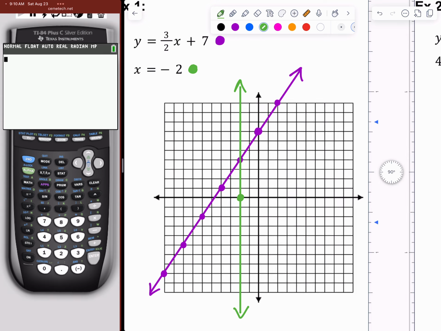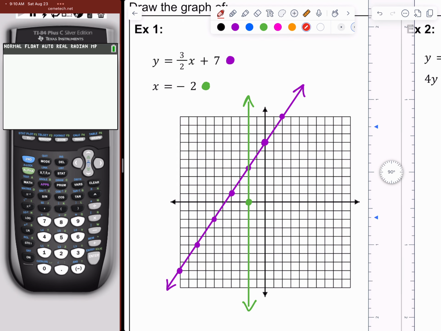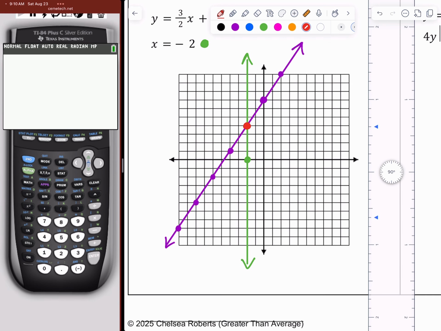So now my solution is here. That point is located at negative 2, 4.